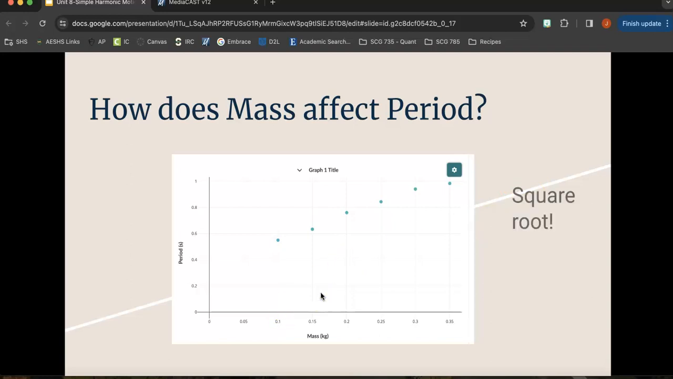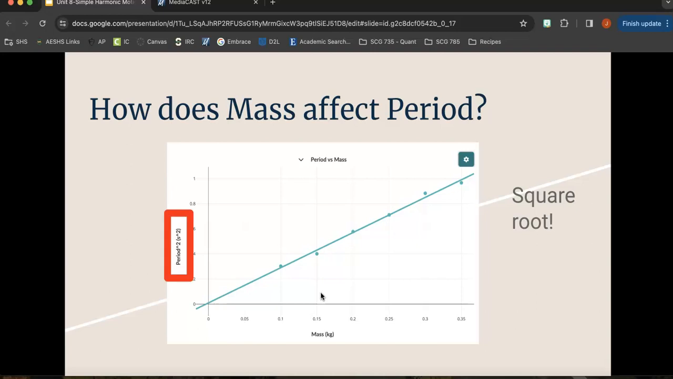So how do we linearize a square root? It means that y is proportional to the square root of x, but we don't like to do square roots. So we do y squared versus x. We just square both sides of the proportionality. And so we're going to square T. We're going to square our y-axis, and then you should get a line.